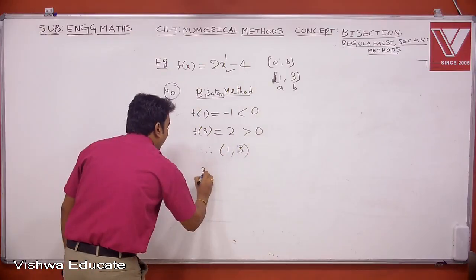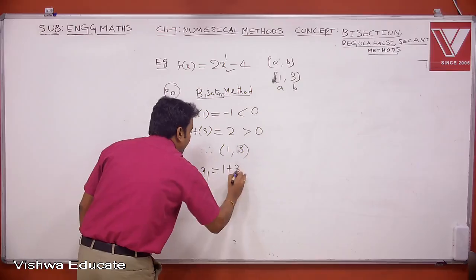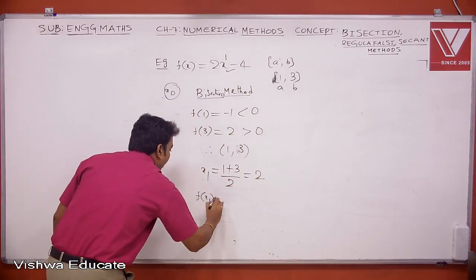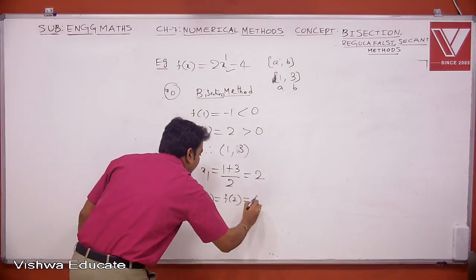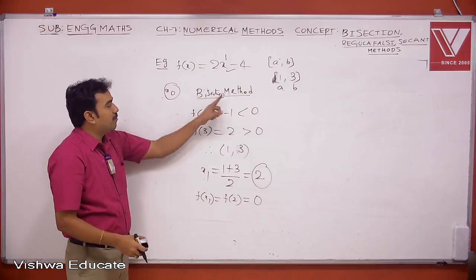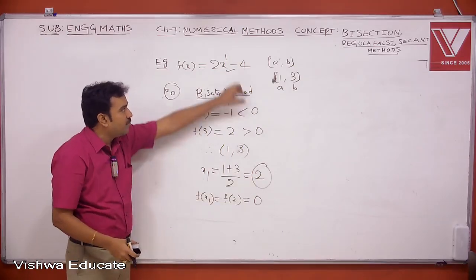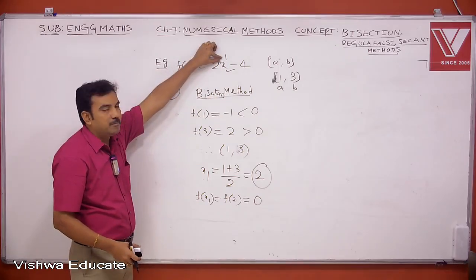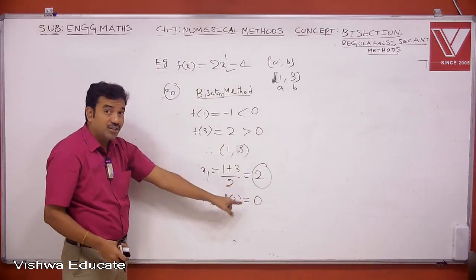So the value of the root in the first iteration is 1 plus 3 divided by 2, which is 2. Calculate f of x1, that is f of 2, and you get 0. So 2 is a root of this equation. Therefore, even the bisection method gives accurate value because its root is 2. It gives accurate value for all first degree polynomials in iteration 1 itself.